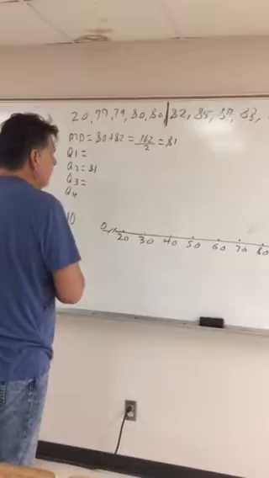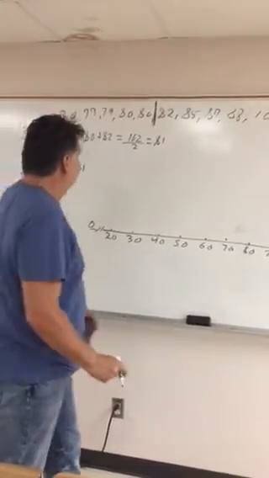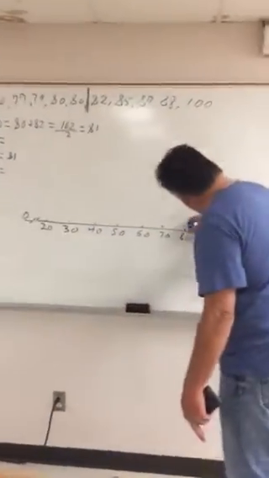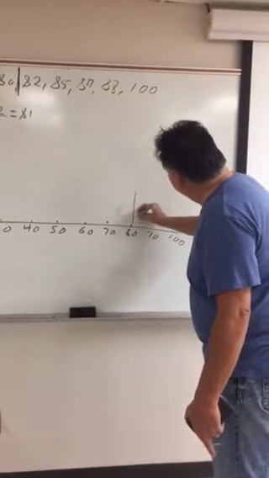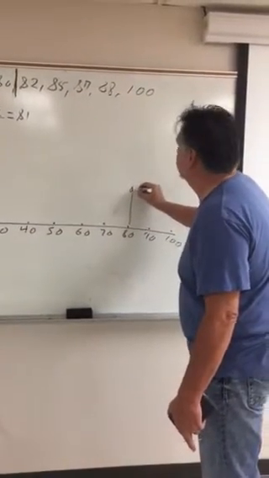Now I know where my median is. It is at 81, so it's just a little bit above 80 here. So I'm going to draw a line. That is Q2.